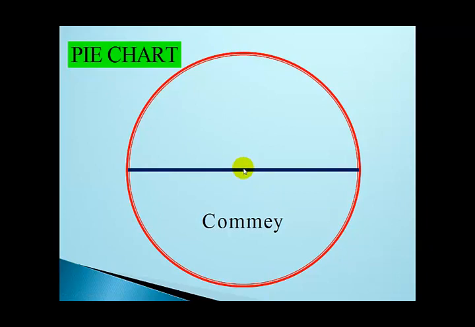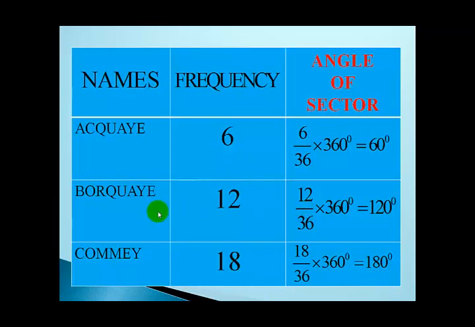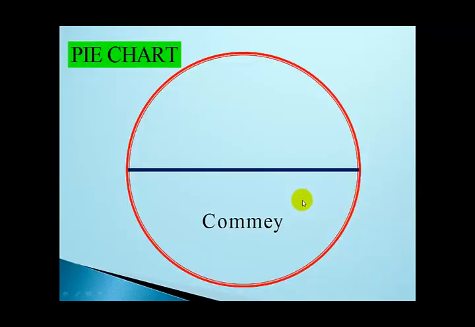Now when we go to the table, we can see that the angle of sector for Kome is 180 degrees. So when you come to the diagram, you can see that we have a straight line. That's the diameter of the circle. The diameter is the line that divides a circle into two equal halves.